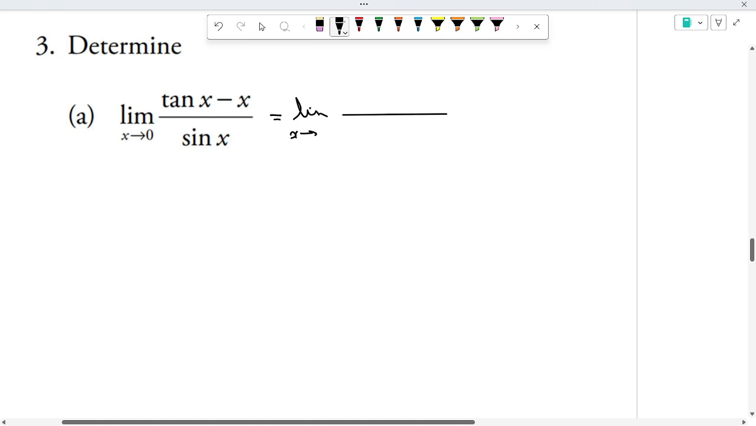we can rewrite this as tangent x divided by sine x minus x divided by sine x. Both times we need the limit for x approaching 0.